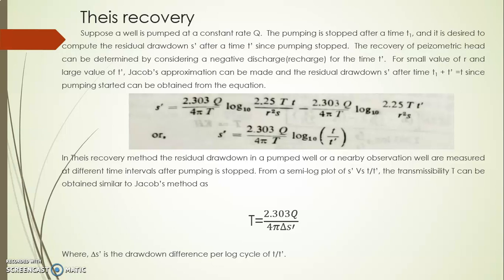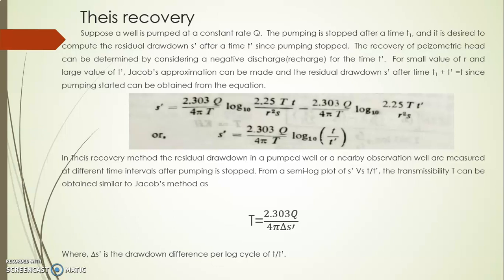s' equal to 2.303 Q by 4 pi T log 2.25 T t by r square S minus 2.303 Q by 4 pi T log 10 2.25 T t' by r square S. Or otherwise, s' equal to 2.303 Q by 4 pi T log base 10 t by t'.